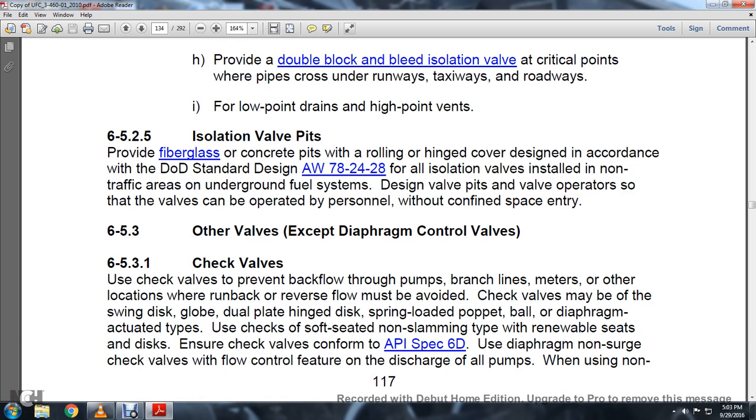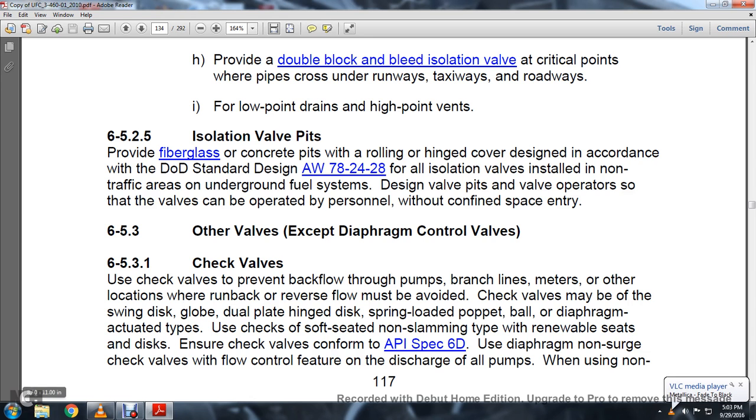531 Check valve. Use check valves to prevent backflow through the pumps, branch lines, meters, and other locations where reverse flow must be avoided. Check valves may be swinging disc, globe, double-plated hinged disc, spring-loaded poppet, ball, and diaphragm actuated types. Use a soft-seated, non-slamming type check valve with a renewable seat and disc. Ensure the check valve conforms with API Spec 6D.